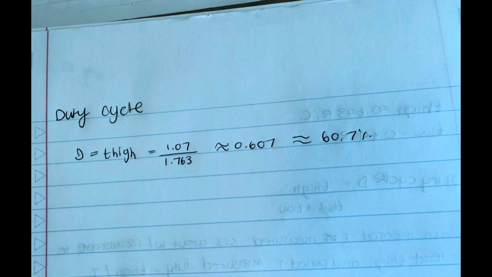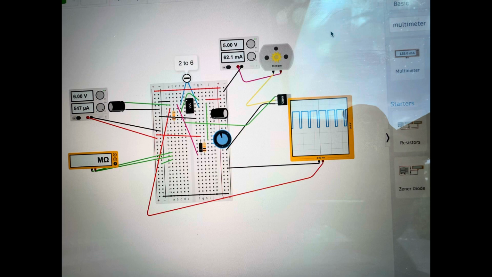cycle of about 61%. Adjusting the potentiometer changes R1, which changes the duty cycle of the PWM signal, directly controlling the motor speed.